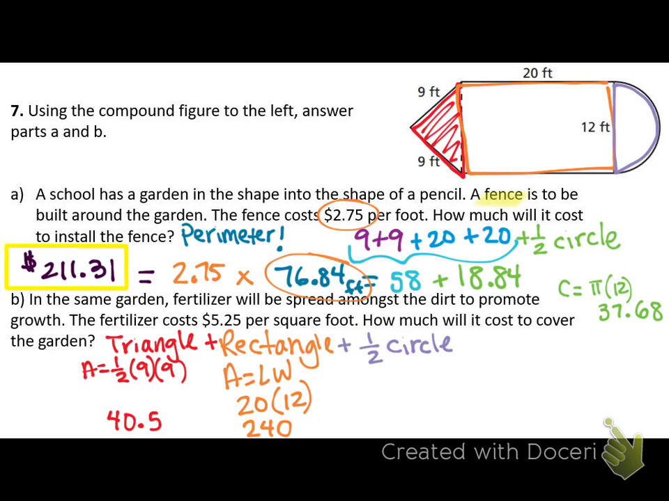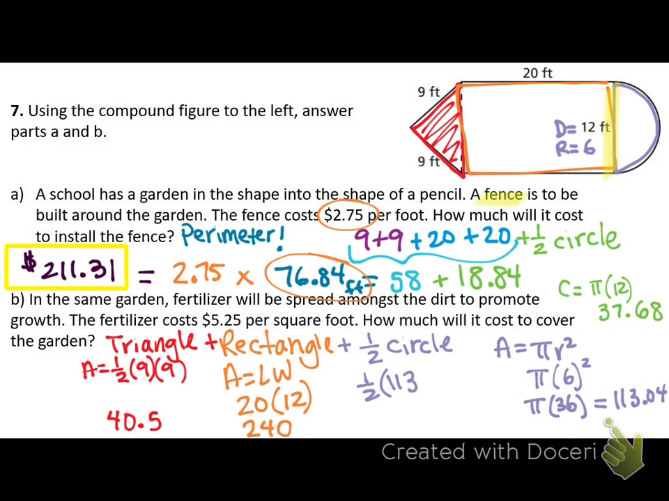And then we have the half circle. So we're going to have to find the area of the whole circle and then half it. So using pi r squared. Remember, we're given the diameter. If the diameter, which is all the way through the circle, is 12, we want to find the radius, which is halfway through the circle. So the radius will be 6. So pi times 6 squared, which is pi times 36. I got 113.04.